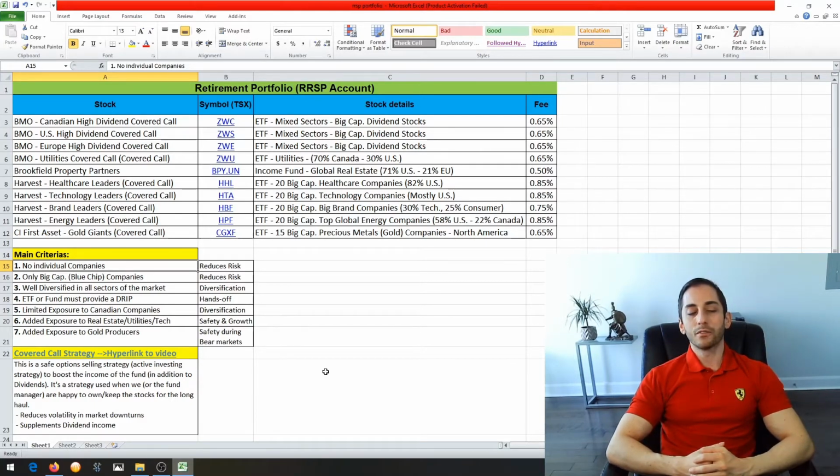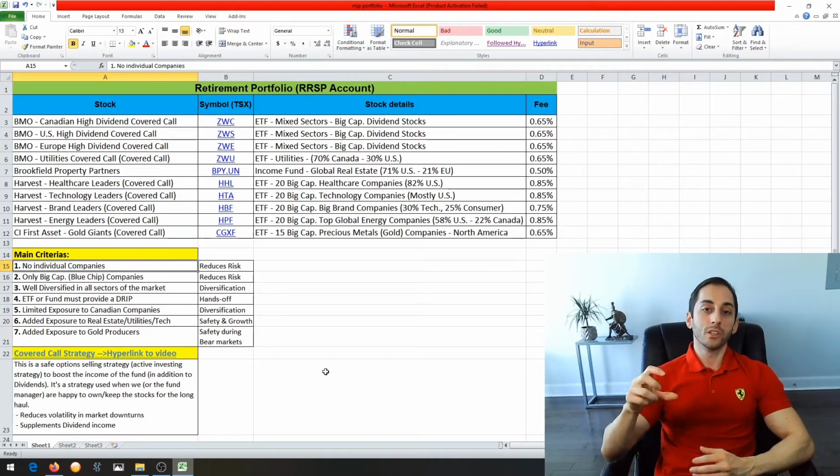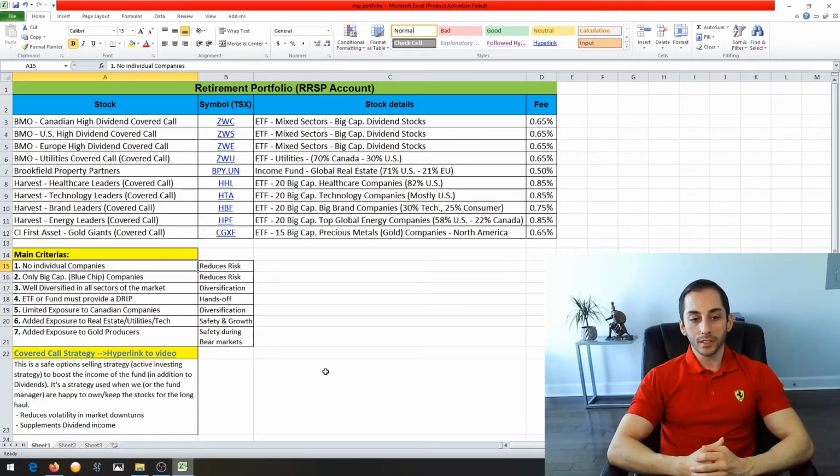Also, the ETF or the fund that I have must have a DRIP, or a dividend reinvestment plan. This just makes this account more hands-off for me, as the dividends I get, instead of getting it in cash, will automatically be reinvested to buy more shares of the fund.